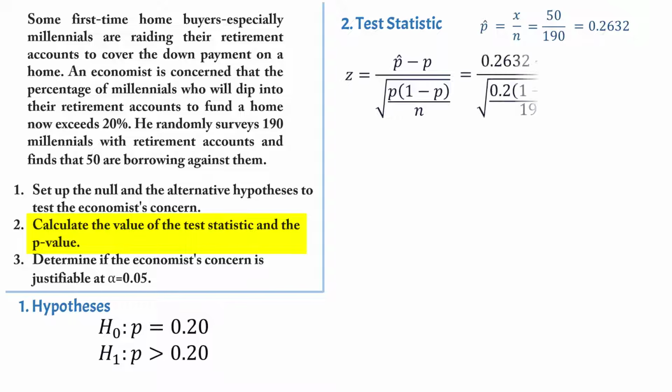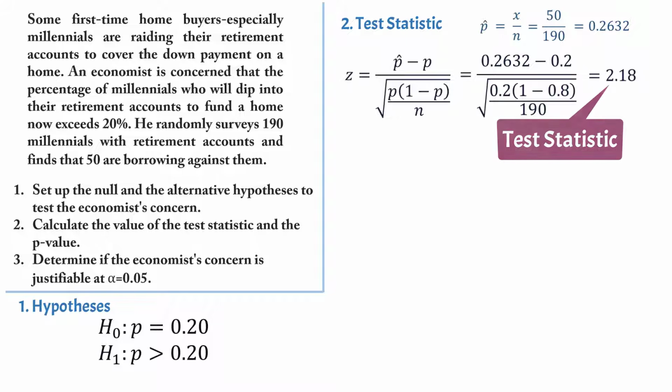Next, we substitute the values in the z formula. Note that the p is taken from the null hypothesis here. This computes to 0.0623 divided by 0.0290, which gives 2.18 rounded to 2 decimal places. That is, the test statistic is 2.18.